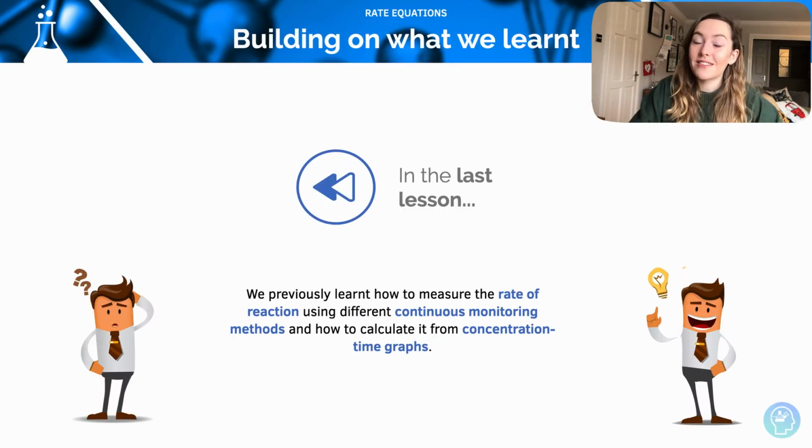In the last lesson, I introduced rates of reaction to you. We had a look at the continuous monitoring methods we can use, and then once those are plotted onto a graph, how we can measure and calculate the rate of reaction from a concentration time graph. In this lesson, I'm going to introduce the rate constant to you.